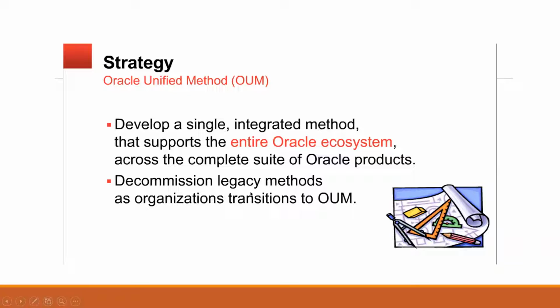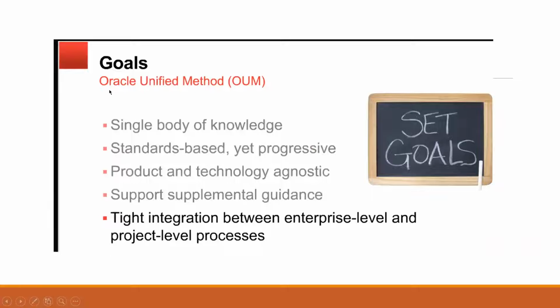Okay, so decommission legacy methods as the organization transitions. Decommission means we are moving from the legacy methods. Maybe we are using Tally or any other software, then we are going to have a transition. How we do the transition, OUM clearly explains. So now, what is the concept or goals of OUM? Single body of knowledge, standards-based yet progressive product and technology support, supplemental guidance, tight integration between enterprise and project level.